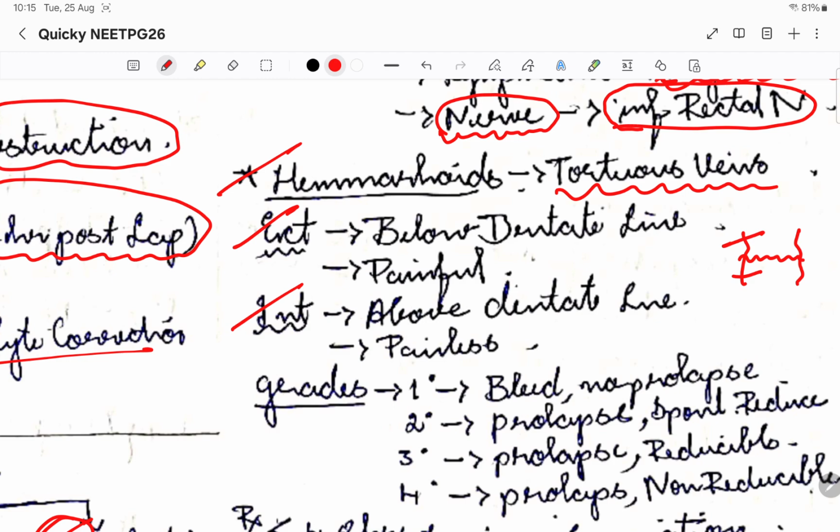Okay, so if it is below the dentate line, it is going to be the external hemorrhoid, whereas if it is above the dentate line, it is going to be internal hemorrhoid. Here there is no nervous system above the dentate line. Below the dentate line there will be the pudendal nerve and all, so that is why there will be increased pain with respect to hemorrhoid. Here the inferior rectal nerve will be there, so it will be painful with respect to external hemorrhoid, whereas it will be painless if it is above the dentate line.